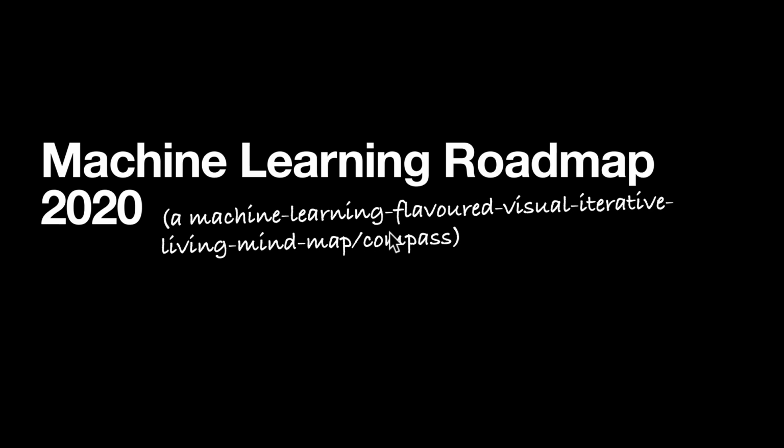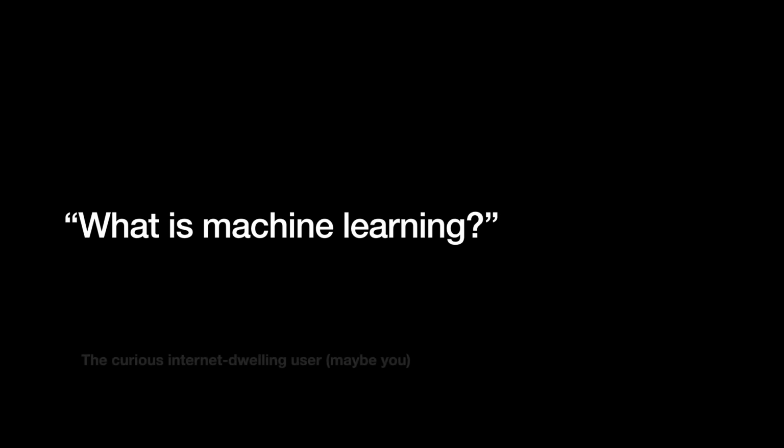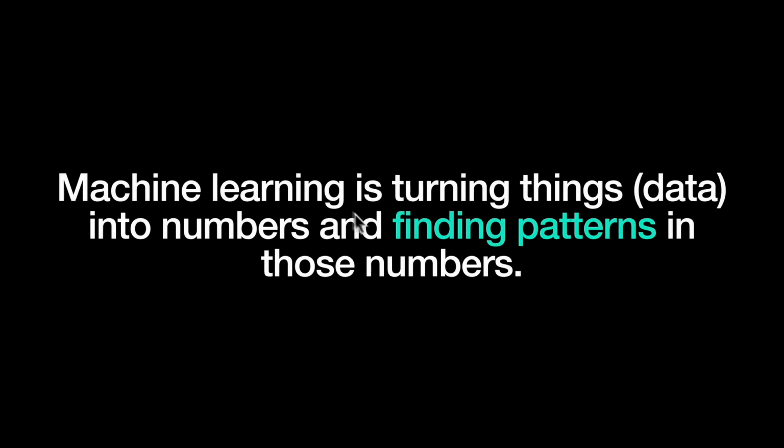So what we're going to start with is a question probably smart to answer in doing a machine learning roadmap video, and that is, what is machine learning? You might be asking as a curious internet-dwelling user. Maybe you, I just kind of said that. And so for the sake of this video, I mean, you could Google machine learning, you could get hundreds of different definitions, but to keep it nice and simple, we're going to treat machine learning as turning things, aka data, into numbers and finding patterns in those numbers.